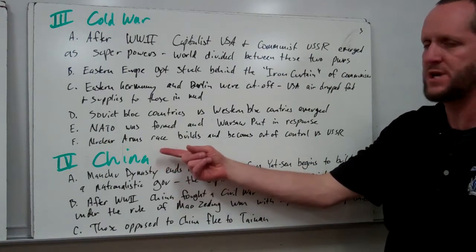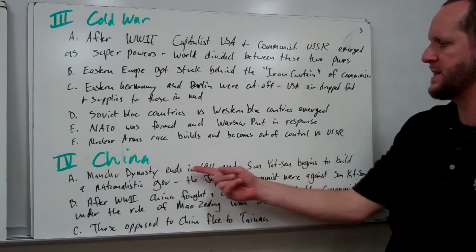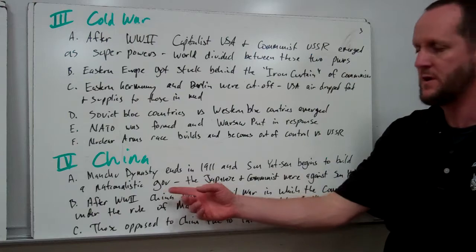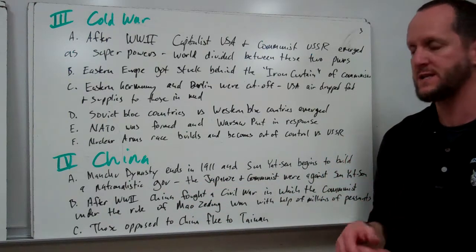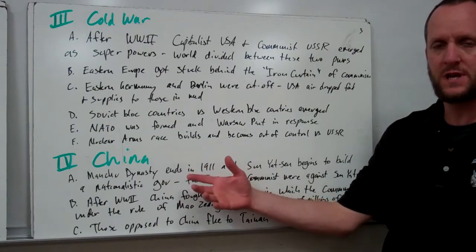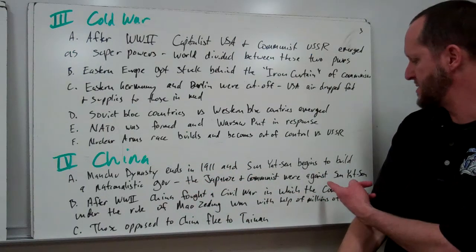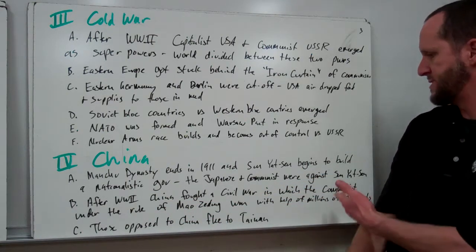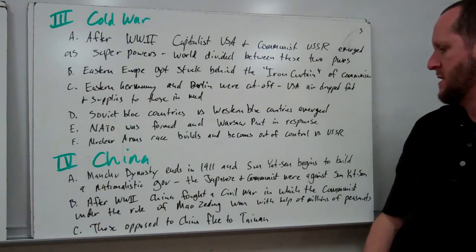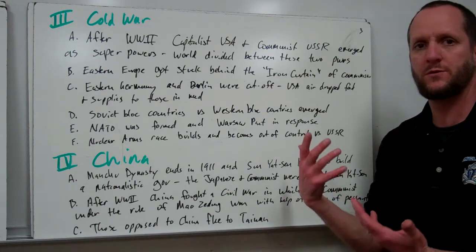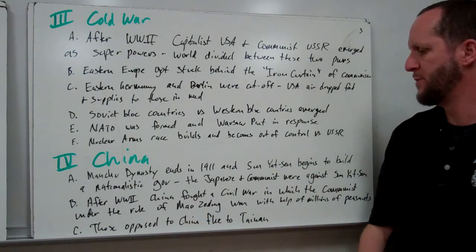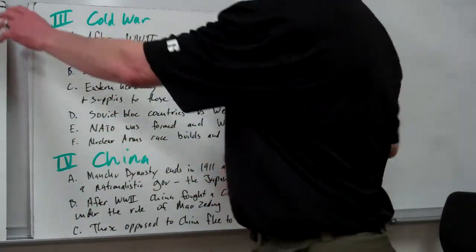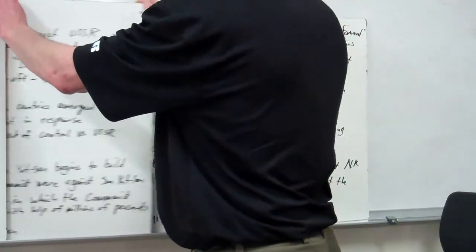Now, at the same time, China becomes a communist country. The Manchu dynasty ends in 1911, and Sun Yat-sen begins to build a nationalistic government. It was heavily backed by the United States, but it just wasn't as successful as it could have been. The Japanese and communists were against Sun Yat-sen. After World War II, China fought a civil war in which the communists, under the rule of Mao Zedong, with the help of millions of peasants, were able to prevail. Those who opposed them had to flee to Taiwan. So China becomes the most populated country in the world, as well as the largest communist country in the world.